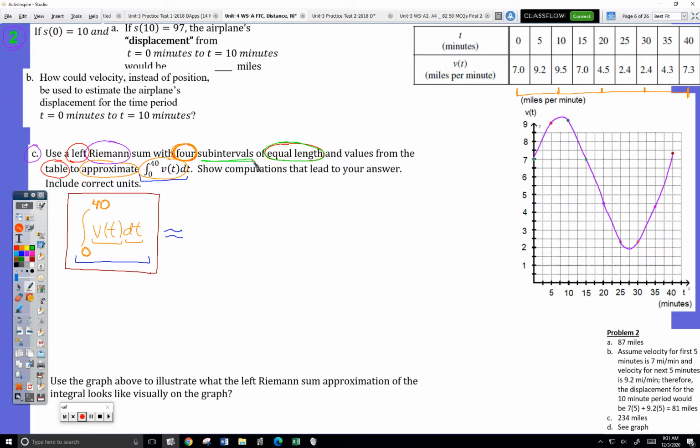So if they're not equal length, do you get to choose, or does the problem say how to break it up? The problem will specify.